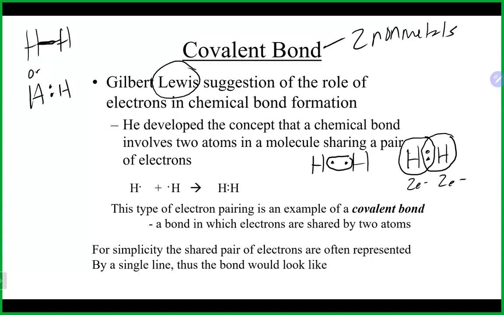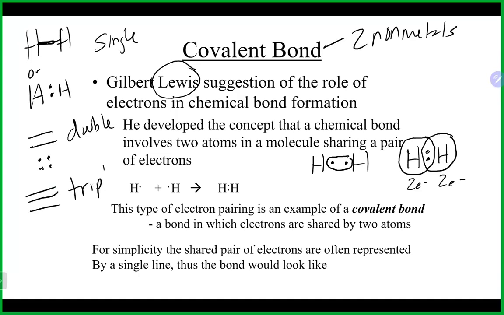By the way, that is what's referred to as a single bond, which shares basically a pair of electrons. We could also have a double bond, which is 2 lines, representing, again, 4 total electrons or 2 pairs. And we could have a triple bond, which is just 3 lines, which basically represents 6 total electrons, or 3 pairs of electrons.